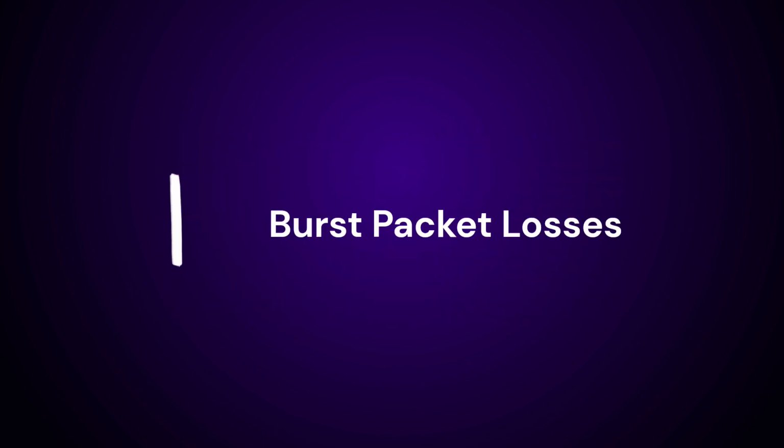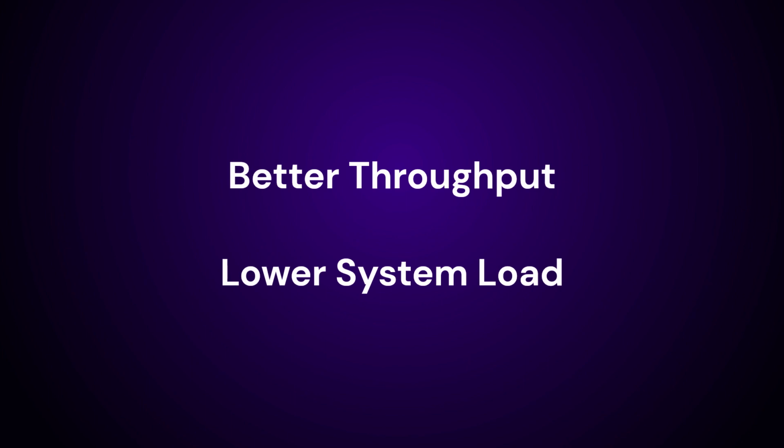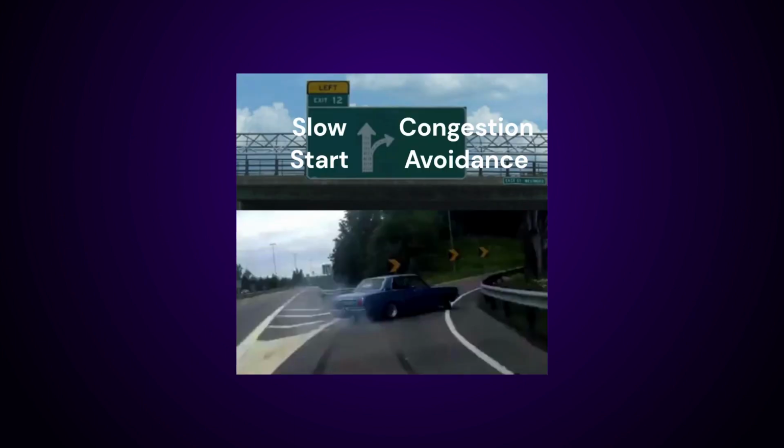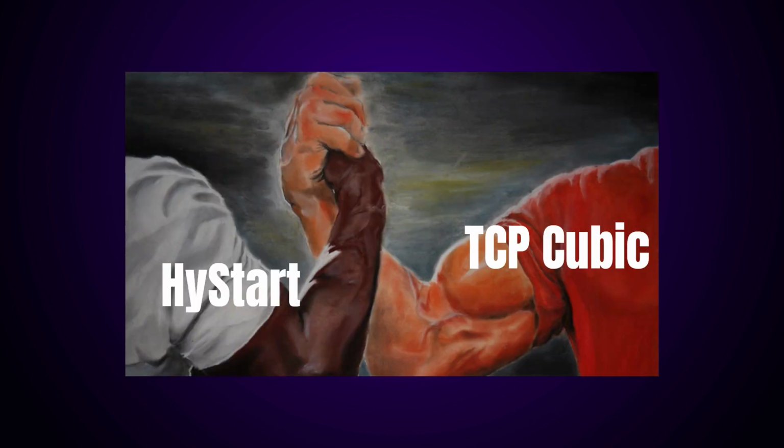This new algorithm fixes the issue by reducing burst packet losses during slow start, resulting in better throughput and lower system load. The algorithm does so by finding better thresholds for transitioning to the congestion avoidance phase, based on heuristics like ACK spacings and round-trip delays. HyStart is also found as a default in the Linux operating system, paired together with TCP cubic.